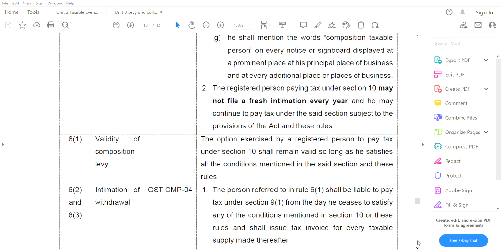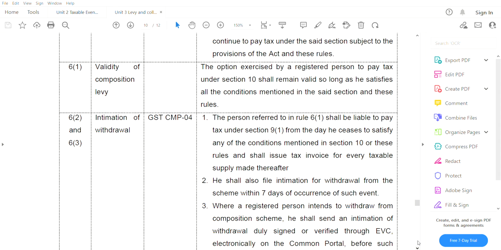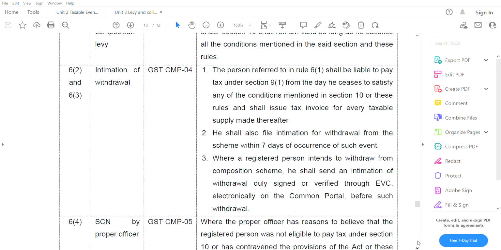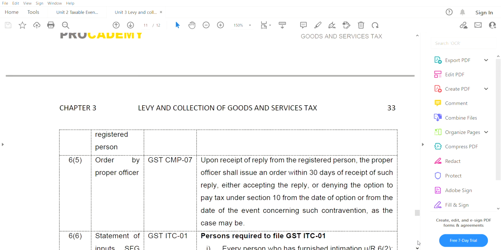So rule 6 sub rule 2 and sub rule 3 speak about withdrawal from the composition scheme, when it will apply. One is you voluntarily come out of the scheme. The other is you violate the conditions of section 10 or the rules made thereunder, or you have violated but you still continue under the scheme. The officer finds out that you are not eligible, so he chucks you out of the scheme. Okay, in all these three situations you will be withdrawn from the composition scheme. The relevant rules are given under rule 6(4), 6(5) and 6(6).